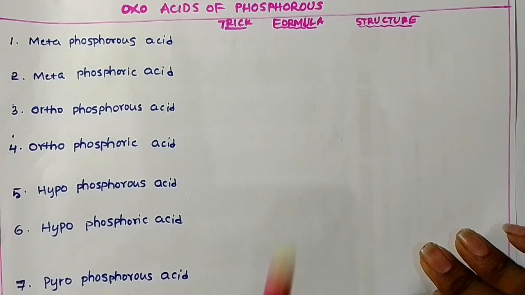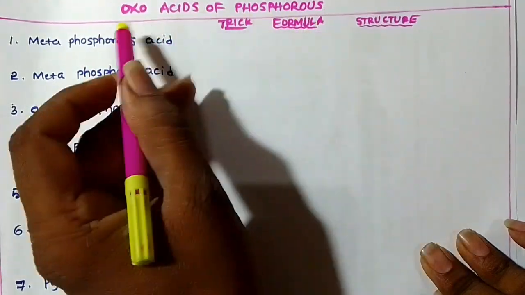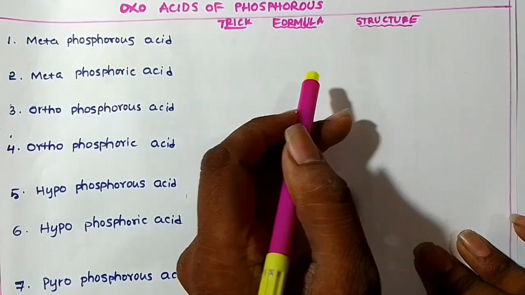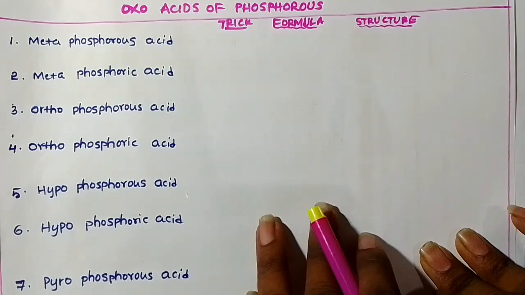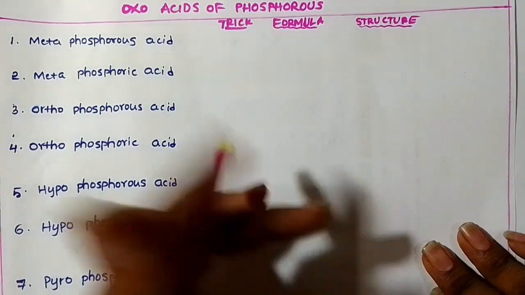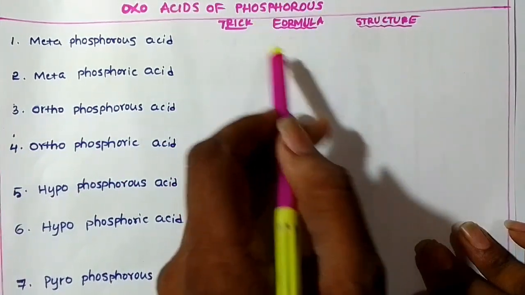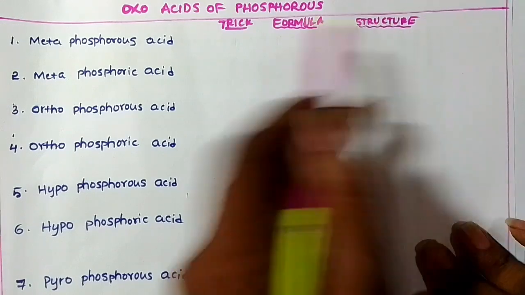Today I would like to discuss some tricks for oxoacids of phosphorus. Oxoacids of phosphorus is a very important concept in Mains, EAMCET and NEET. In this video we can learn how to write formulas and structures in an easy way by using tricks.